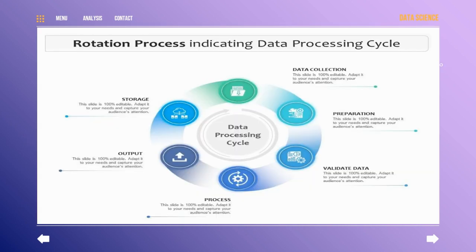Next, here is the data processing cycle. As we have seen in the previous slide, the same slide represents the data processing cycle. First, data collection, data preparation, validating or processing the data. Next, process the data through inputs, etc. Next, output. Next, storage. This is the rotation process that makes up the data processing cycle.